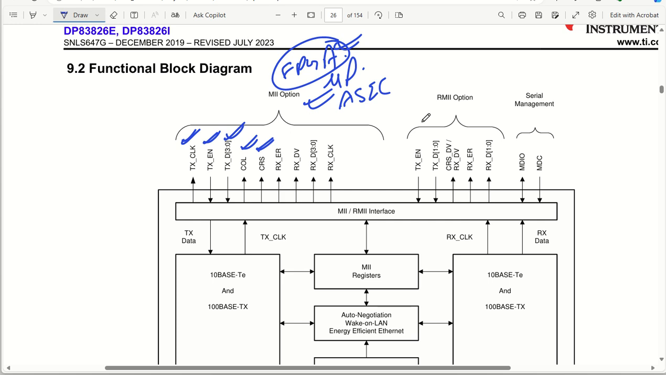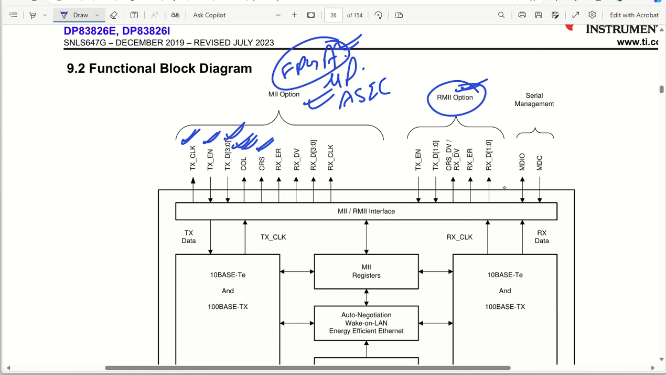At the same time, if you talk about the RMII option, it will have a little bit fewer lines. As you can see, we had transmit data lines with 4 bits. For reduced, we have only 2 bits, that is TXD0 and TXD1, and we have transmit enable, and at the same time we have carrier sense and data valid, where carrier sense and receive data valid are together in one single line. Then we have receive error, and then we have receive data lines, only 2 bits. So for the reduced MII option we have fewer pins for interfacing to the MAC, okay.